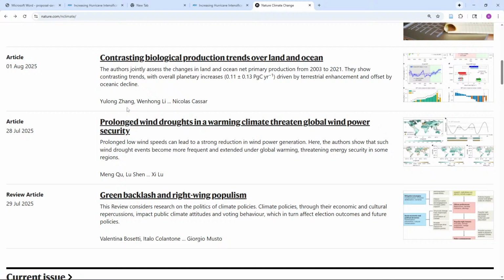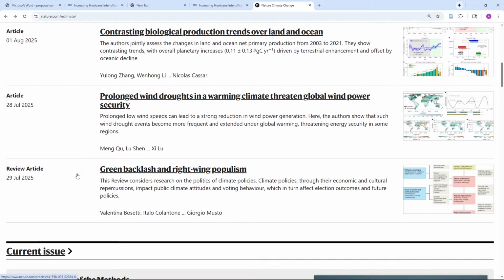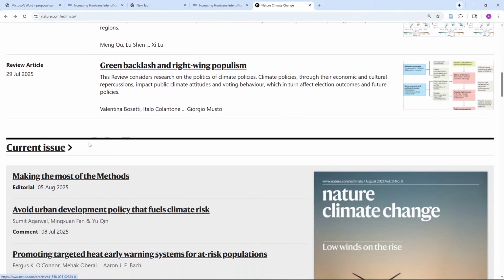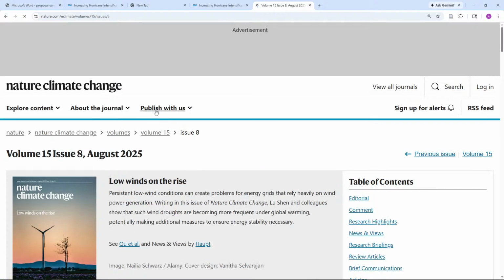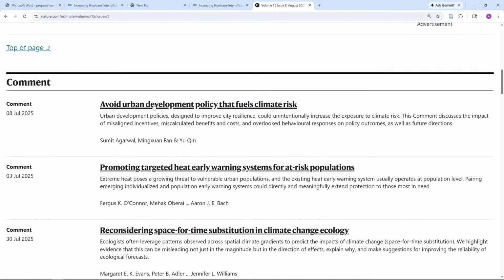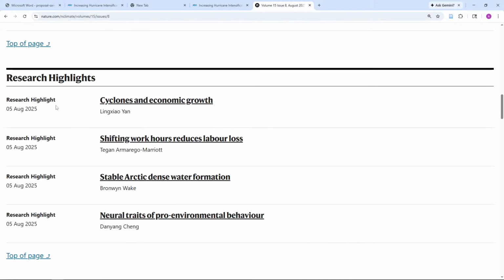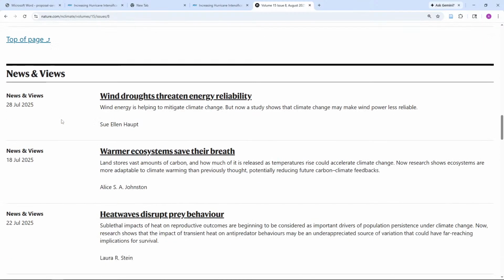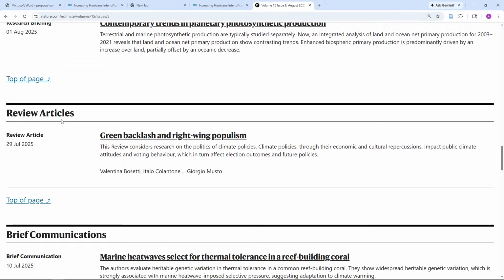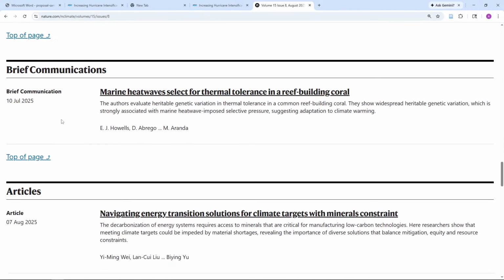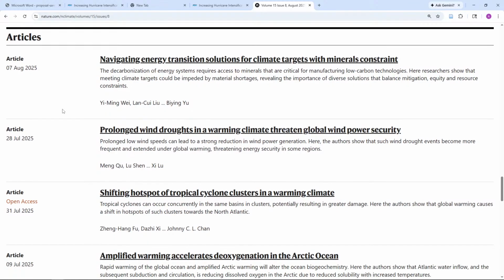Now this is a review article, green backlash and right-wing populism. So let's look at more examples. That's the current issue of this journal. This is commentary. This is research highlight. This is like news. I just want to browse to the brief commentary. This is the research article of the current issue.